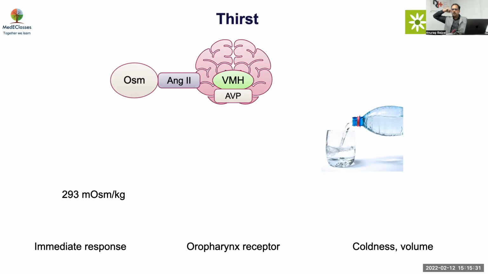Should be above. So if your osmolality is 300, then your AVP should come up, or less than this? So AVP release starts before there is thirst. Absolutely. Why? In preparation, I mean, before only it starts.